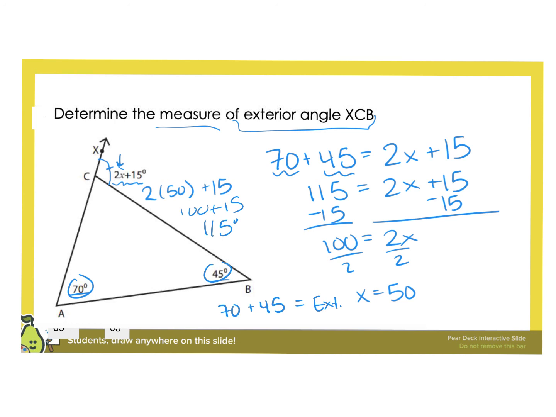Just because they gave you this doesn't mean you have to use it if you don't need it. You have all the numbers you need. So you could have just added those together. But either way, if you took the long way or the short way, you're going to get 115 degrees.